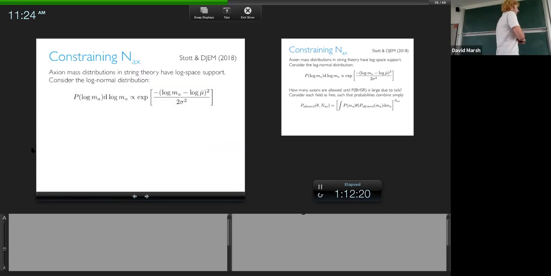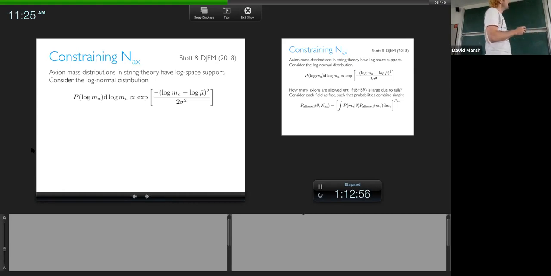And the last thing to say about black hole superradiance before we move on to mini clusters in the last 15 minutes is that you can use this to constrain the number of axions. And this is something that Matt and I did last year. So this is the only bit where we're going to come across our string theory axion mass distributions. The mass distributions in string theory have log space support. That's because the axion mass depends exponentially on the moduli for reasons that we saw. And so they have log space support in general.